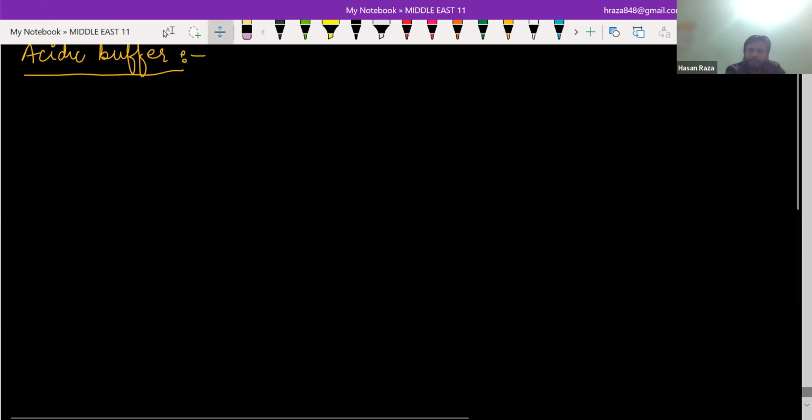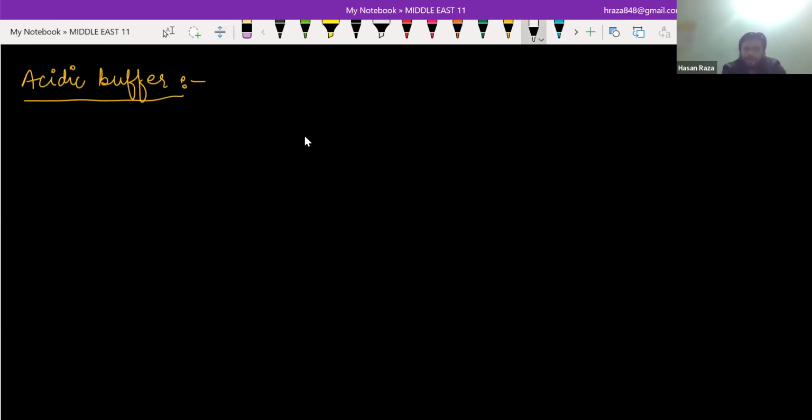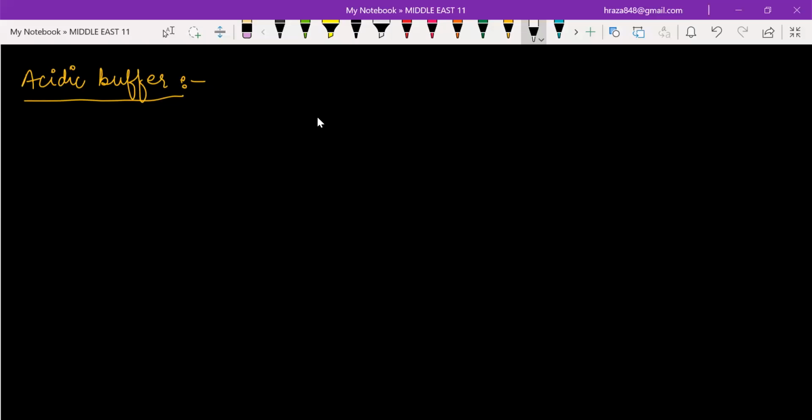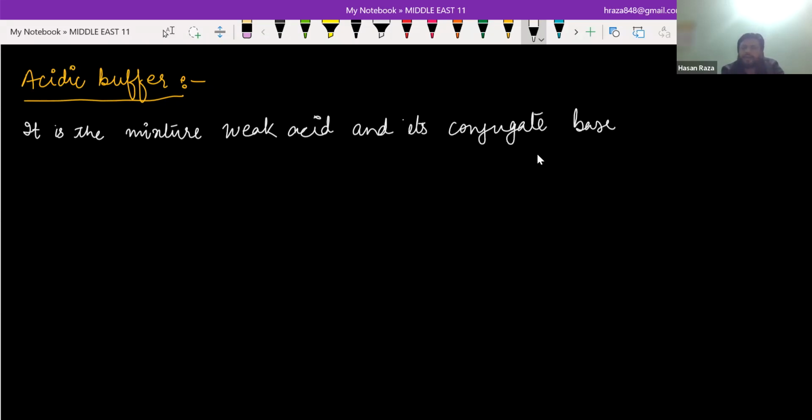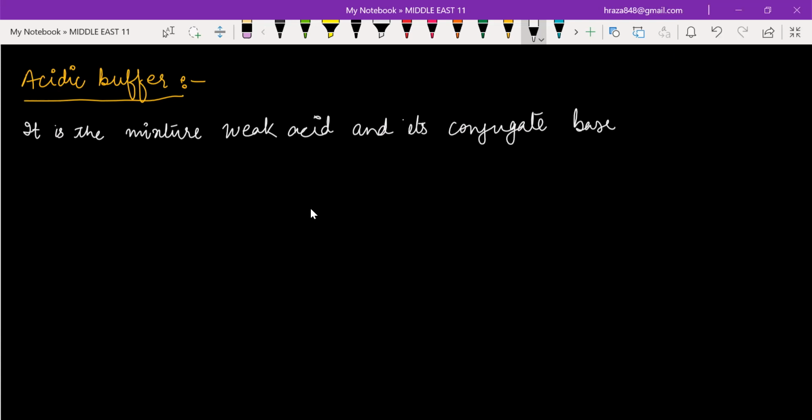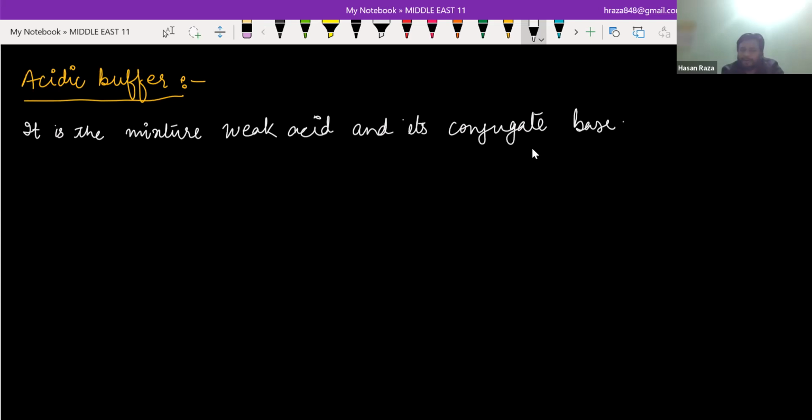Now see, what is acidic buffer? I'm going to write two definitions of it. You know about weak acid, weak base, strong acid, strong base, as well as conjugate acid and conjugate base. Acidic buffer is a mixture in which one of the components is a weak acid and its conjugate base. When we discussed Bronsted acid and Bronsted base, acid is converted into conjugate base and base is converted into conjugate acid, right? So whenever there is a mixture of weak acid and its conjugate base, that is called acidic buffer.